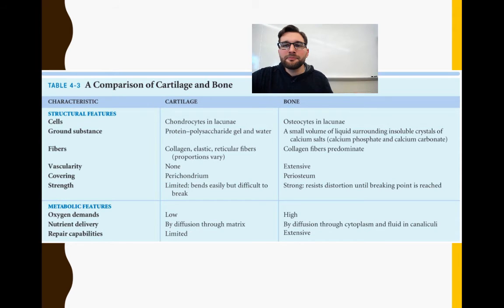So looking at some comparisons between cartilage and bone, we see that cartilage has chondrocytes, and bone has osteocytes, along with a number of other comparisons here. Make sure you're reading through this chart so you understand the differences between cartilage and bone. So this concludes our section 2 of Unit 2.